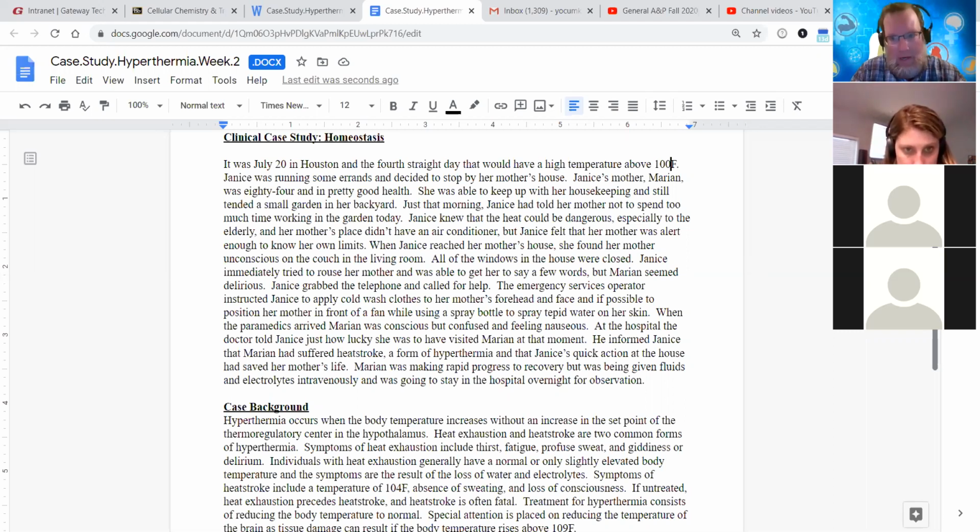There are other types of hyperthermia. We can see drug-induced hyperthermia, anesthesia-induced hyperthermia, stress, situational-induced hyperthermia. But this is kind of like an environmental hyperthermia due to heat exposure, excess heat exposure.